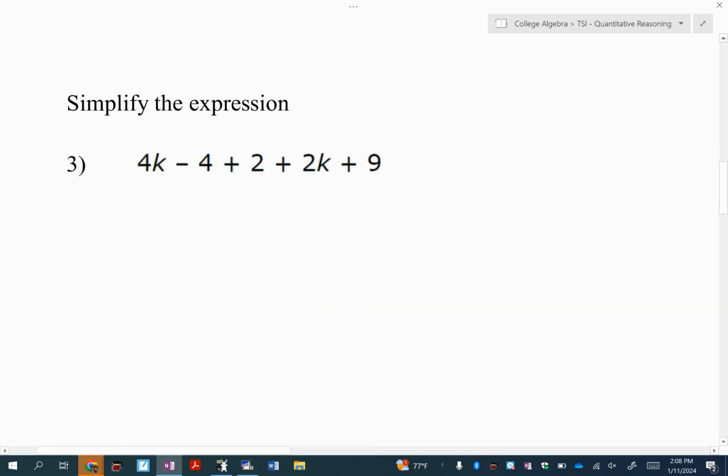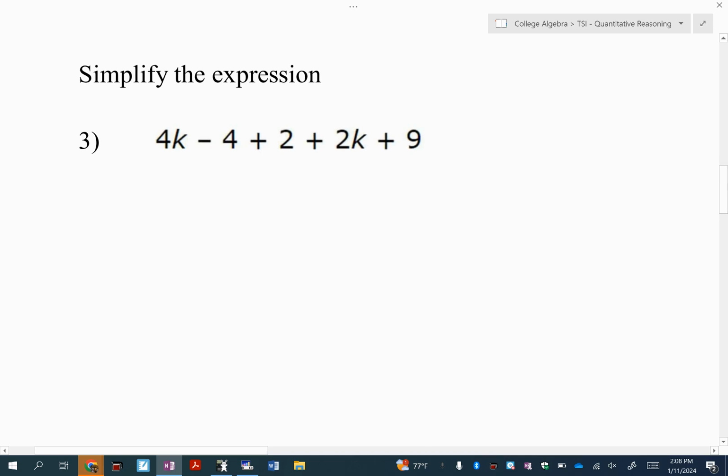All right, number 3. Now this one doesn't have adding or subtracting binomials. It just says to simplify. So I'm going to just take everything that are like terms, like the 4k and the 2k. What's 4k plus 2k? 6k.